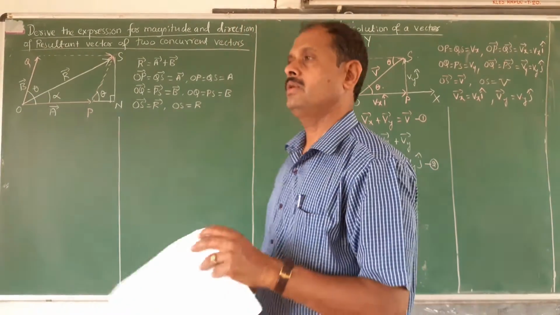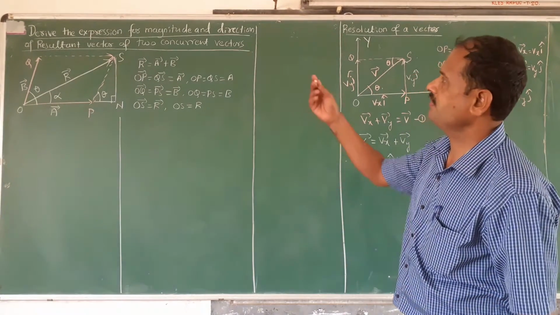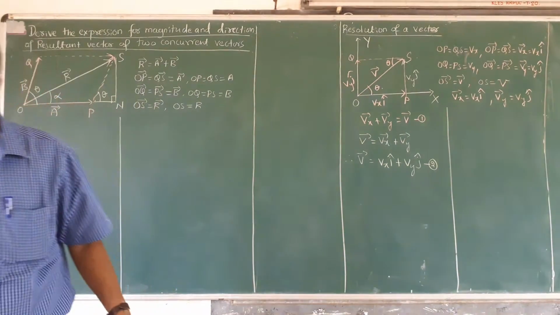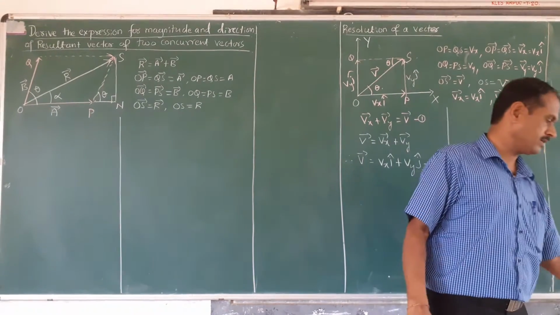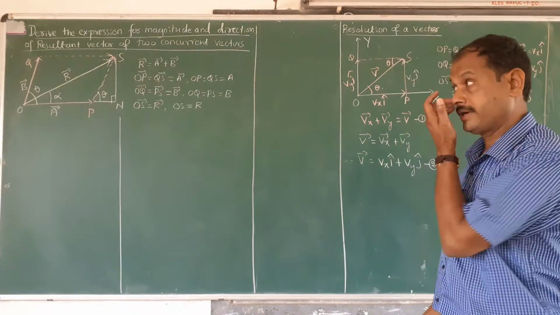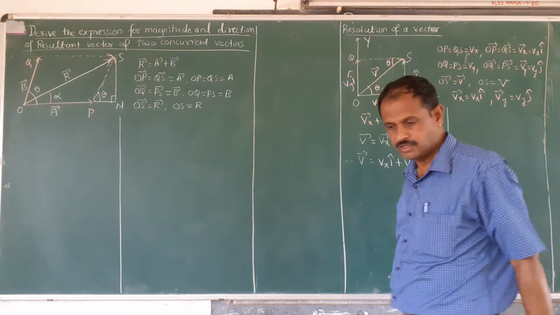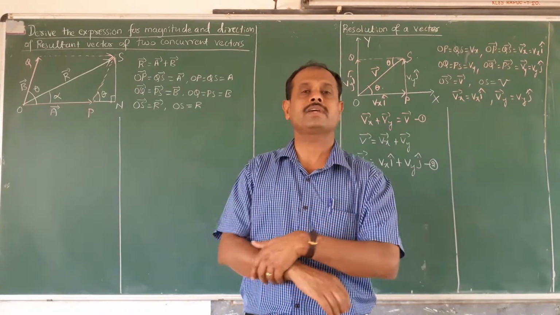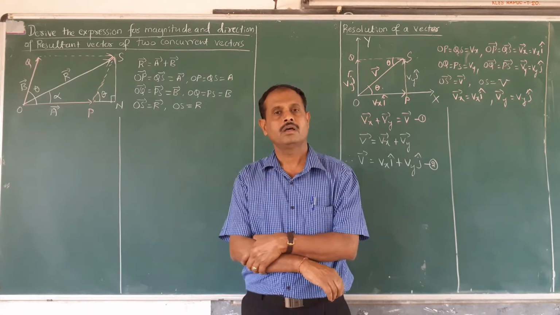Now, today I discuss the expression for magnitude and direction of the resultant vector of two concurrent vectors, and resolution of a vector. This is about scalars and vectors in the PUC first year physics syllabus.